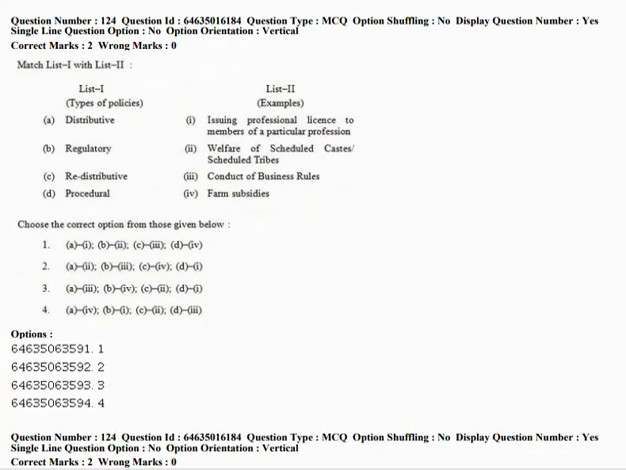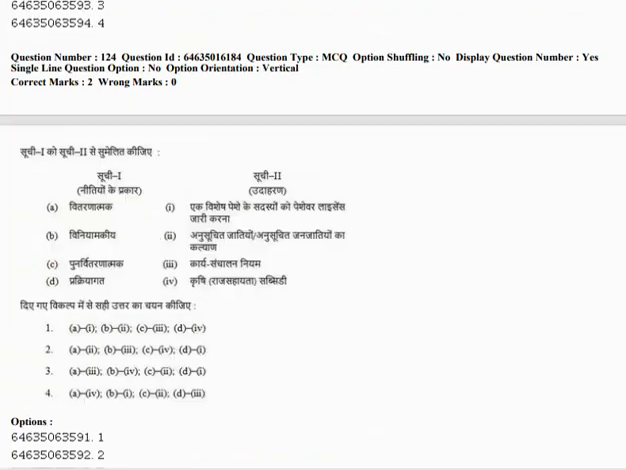Types of policies and example. Question number 124. Distributive: it is welfare of the scheduled caste and scheduled tribe. Regulatory: conduct of business rules. Redistributive: farm subsidies. And procedural: issuing professional license to the members of particular profession. Means option number 2, A का 4. Question number 124, 2 is the correct answer.